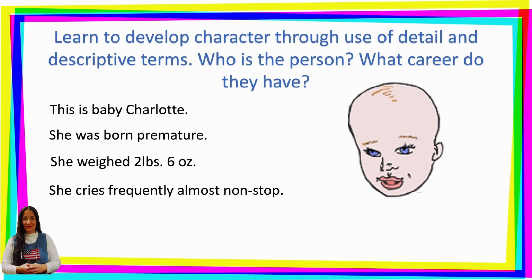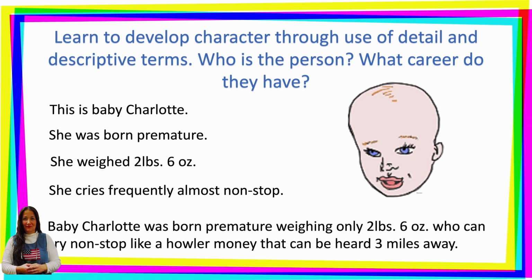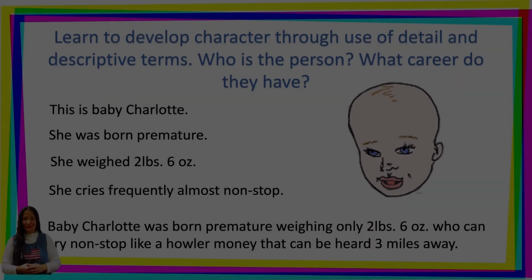Here's our sentence about baby Charlotte. Baby Charlotte was born premature, weighing only 2 pounds 6 ounces, who can cry non-stop like a howler monkey that can be heard 3 miles away. That's a lot of detail, and there's a comparison to this baby being like a howling monkey. They're very loud and noisy. That's who baby Charlotte is like.